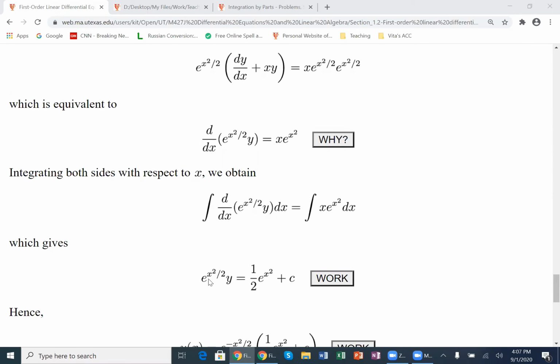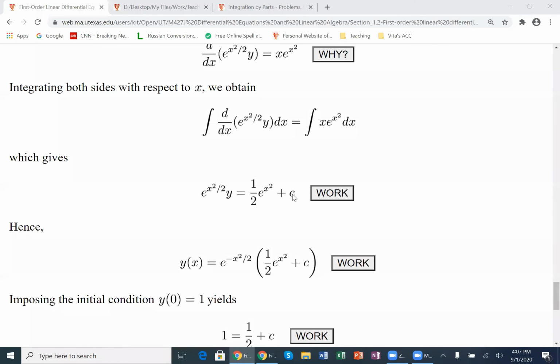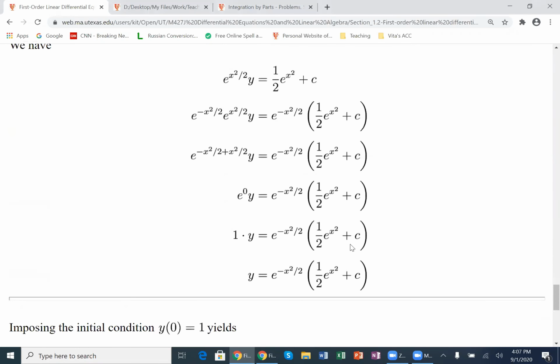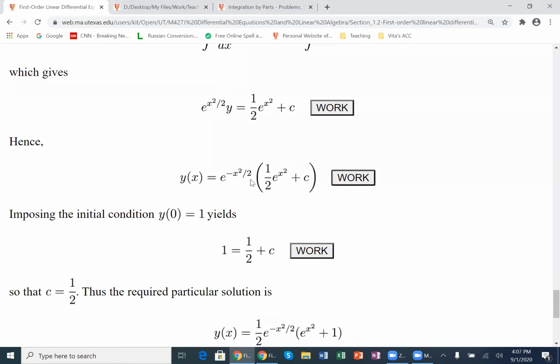Antiderivative kills derivative. Done. As we discussed, by u substitution, the antiderivative of x e to x squared is 1/2 e to x squared. And of course, we put plus c here. Then we move this term to the right. Again, work is written over here.